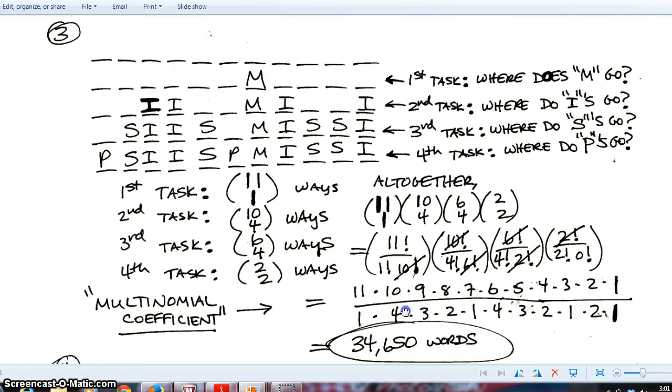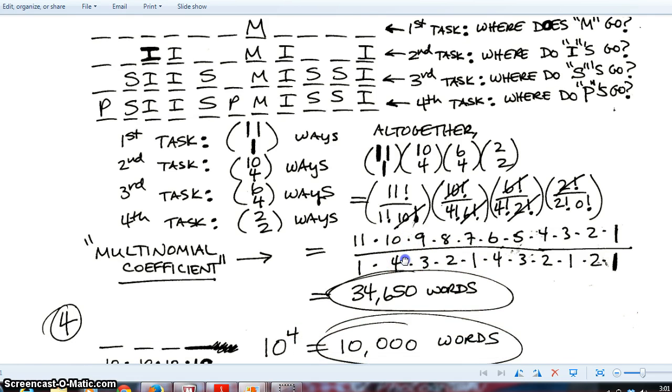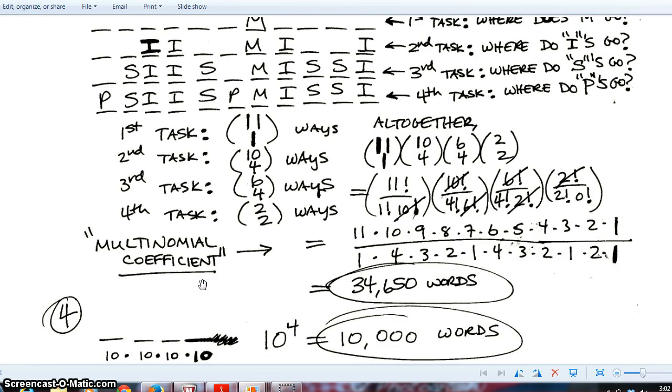34,650 words. If you're more interested in this kind of problem, you want to look up on Wikipedia or search online for something to read about. This is what's called a multinomial coefficient. It's an extremely important idea, an extremely important object in math. It shows up in many different places, especially when you're studying polynomials or counting things, the number of ways you can do different things. So this is a really important idea, multinomial coefficient.